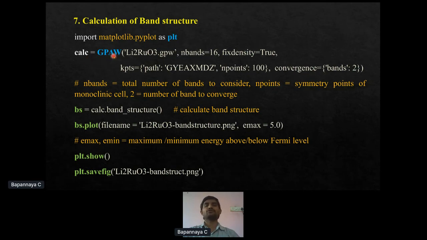Again, the calculator has to be refreshed, restarted. The optimized structure goes into the argument, and the total number of bands considered is 16, and the density has to be fixed. And for the K points, this is the high symmetry path which we have to define. Since it is a monoclinic structure, these points are the highly symmetric points, and we have considered bands to converge. And calc.band_structure actually calculates the band structure, and we can plot and save it as a PNG file.